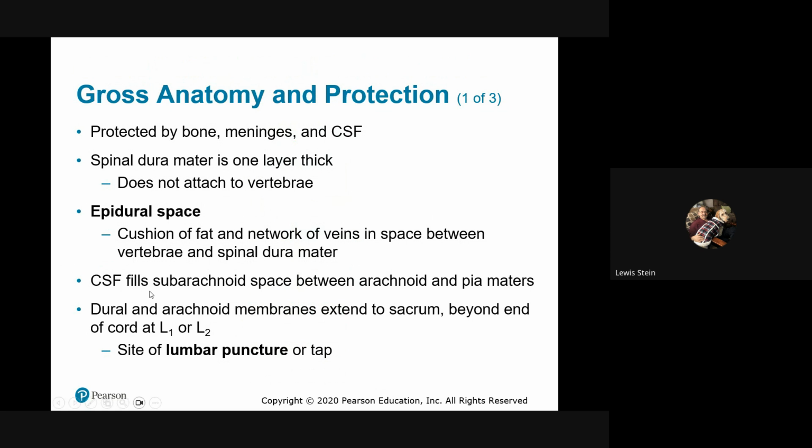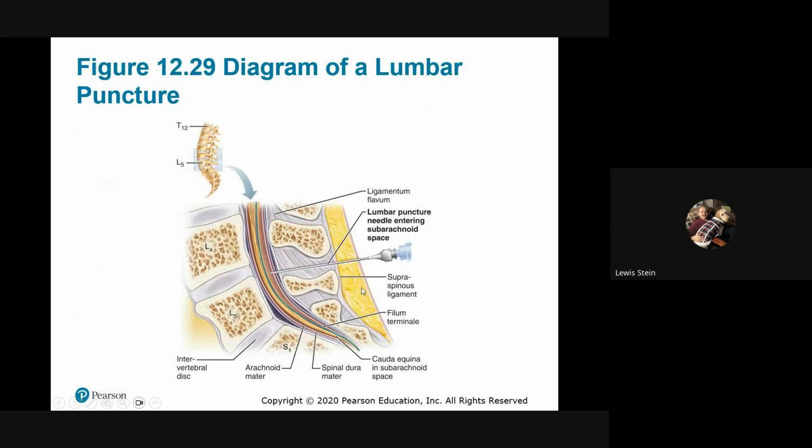So cerebrospinal fluid fills the same space it did in the skull area, in the brain area, the subarachnoid space between the same layers, arachnoid and pia. The dura and arachnoid membranes extend to the sacrum, beyond the end of L1 and L2, and that's where we do the lumbar puncture. So this is showing it to you. If you were doing an epidural, it would be in this fatty area. The entry point is from the back. Typically, it's L, and here's, they say filum terminale and cauda equina.